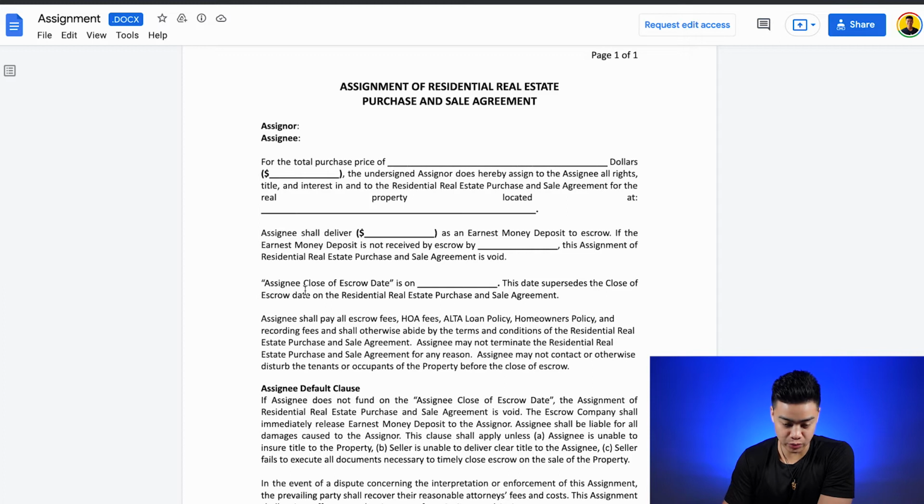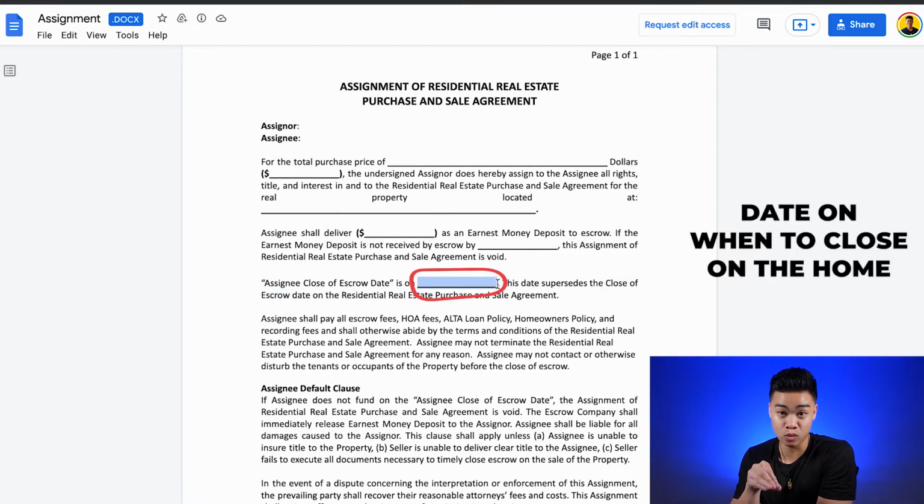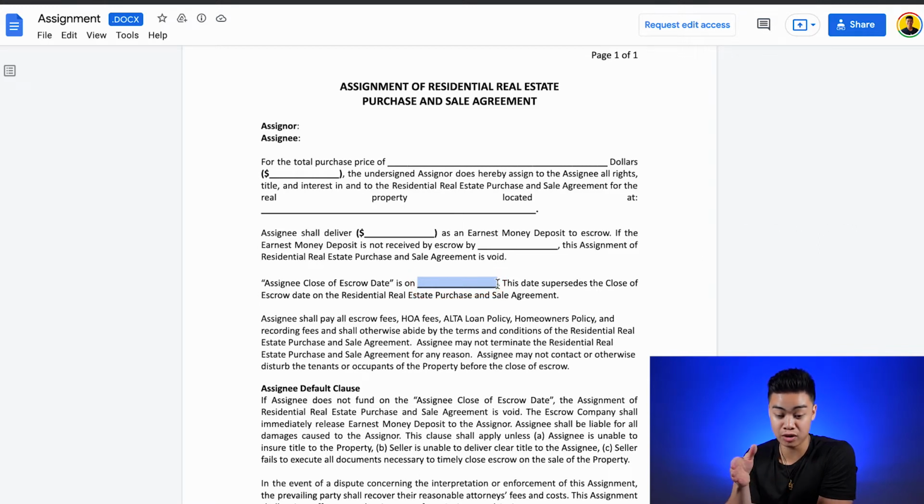So the next line that we look at is right here. Assignee close of escrow date is on blank. This date supersedes the close of escrow date on the residential real estate purchase and sale agreement. So on this blank line, you enter the date that the assignee or the end buyer is going to close on the home. And usually I will ask the assignee or the end buyer to close on the home before the actual closing date that's listed on the RPA, or the purchase agreement.